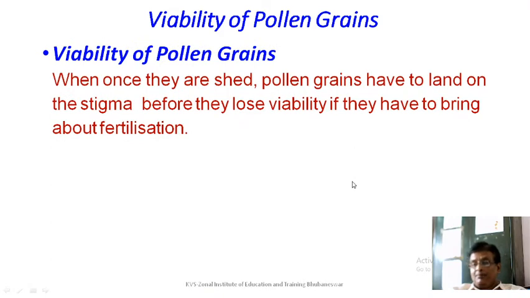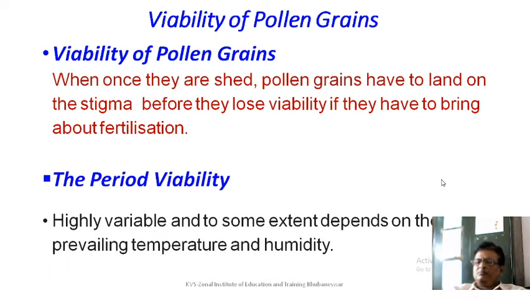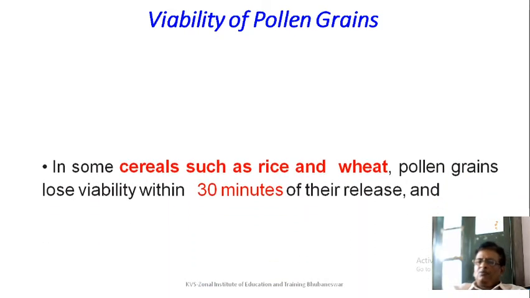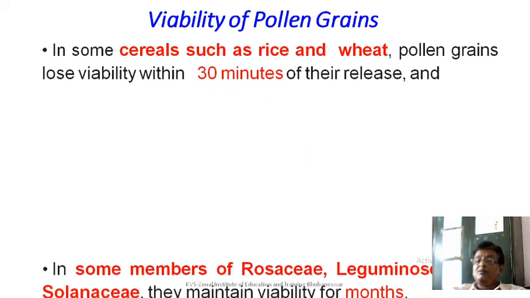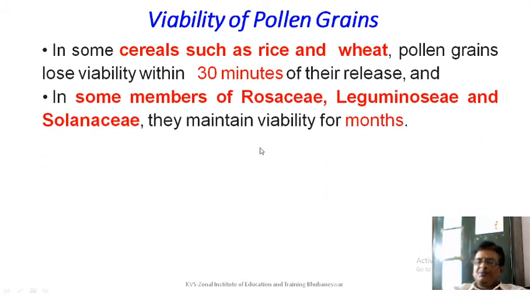What about viability of pollen grains? First, let us clear up what viability is. From the time of dehiscence till they are capable of fertilizing, that period is called the viability period. And the viability period obviously differs from species to species. That depends on the prevailing temperature and humidity, even on the quality of the pollen grain. For example, in some cereals such as rice and wheat, pollen grains lose viability within 30 minutes of their release. If they are able to pollinate, fine, otherwise they cannot anymore. In some species of Rosaceae, Leguminosae and Solanaceae, they maintain viability for months.